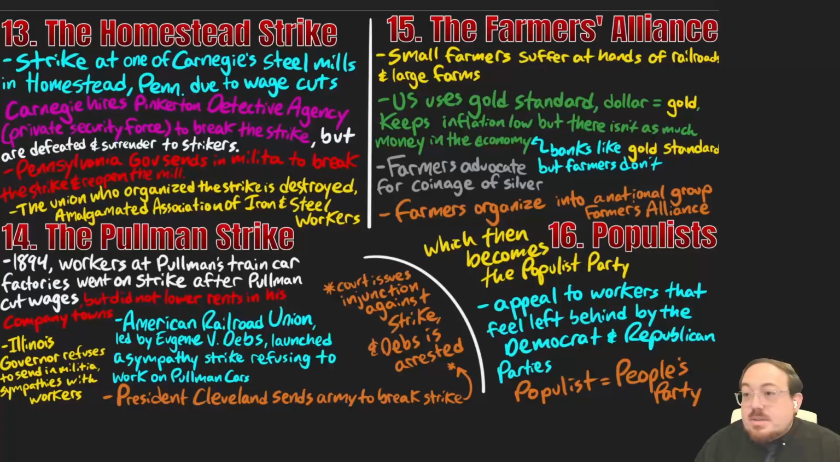And when they refuse, Eugene Debs is arrested, not for the last time in his life. He'll be arrested multiple times. As a labor organizer and future Socialist Party presidential candidate, Debs will be fighting for labor and not afraid to put himself on the line. President Cleveland will also send in the army to break up the strike.